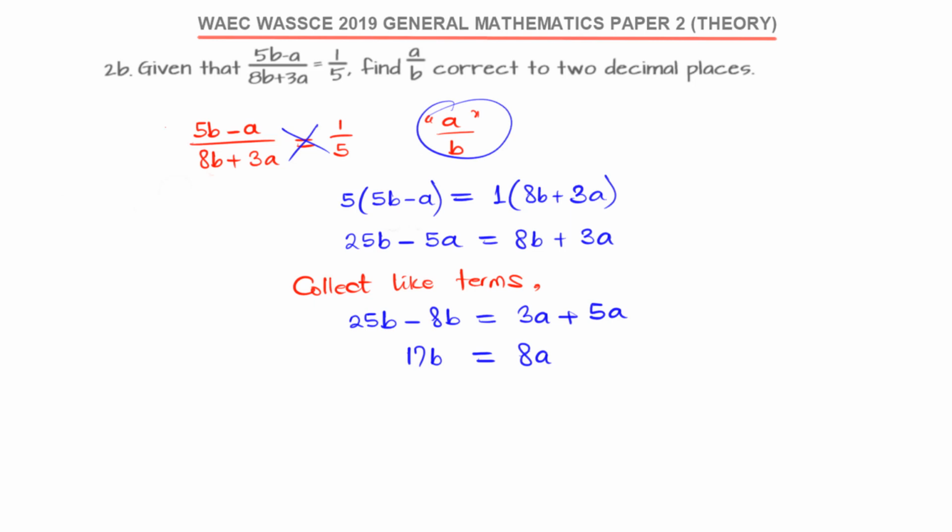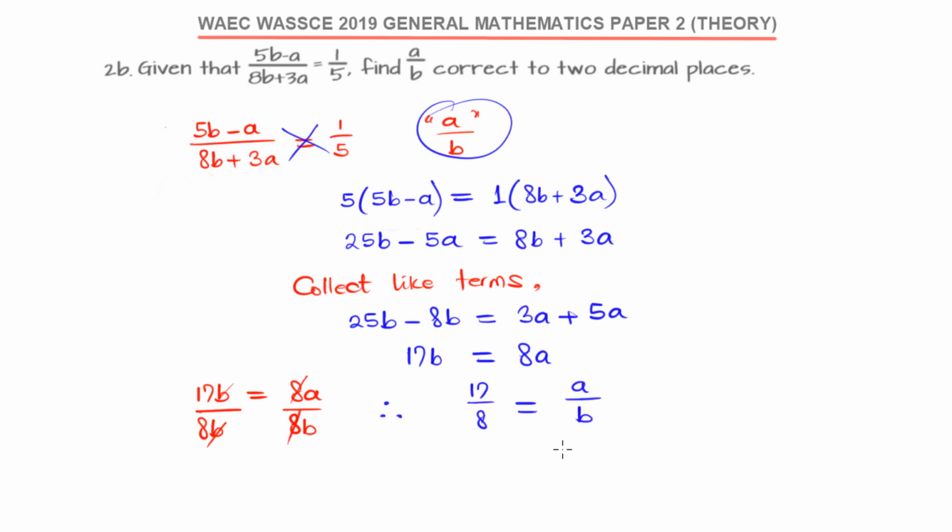Now, we can recollect that our aim is to get the form a over b. So we have 17b is equal to 8a. We can divide both sides by b so that on the left hand side b is cancelled out. On the right hand side, we can divide by 8 and we do that to both sides such that 8 will cancel out. So we have 17 over 8 is equal to a over b.